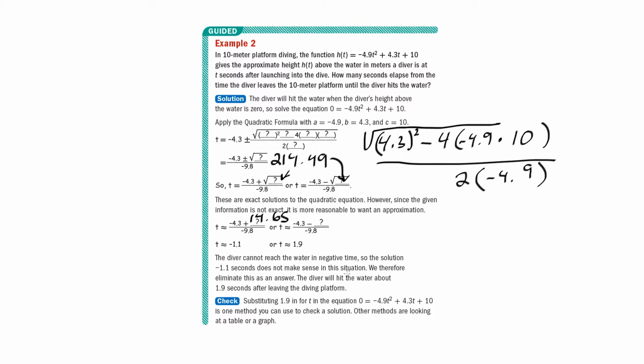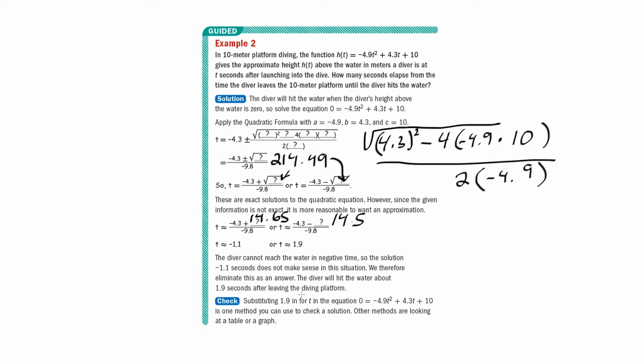And 14.65, so we're going to be negative 4.3 plus 14.65 divided by a negative 9.8, or a negative 4.3 minus 14.65 divided by a negative 9.8. And we see that we get that t is equal to a negative 1.1, or t is equal to 1.9. Well, there is no negative time. The beginning of time is time 0, and so it makes no sense in this situation. We're only interested in the positive value, and the diver will hit the water about 1.9 seconds after leaving the diving platform.